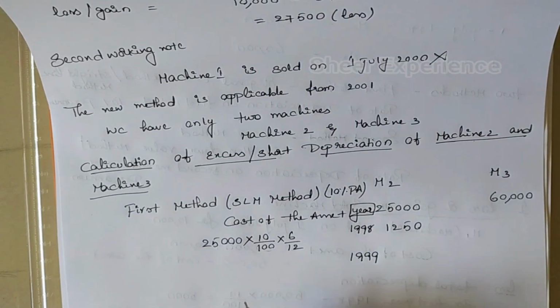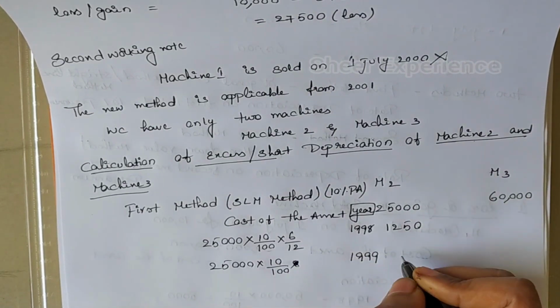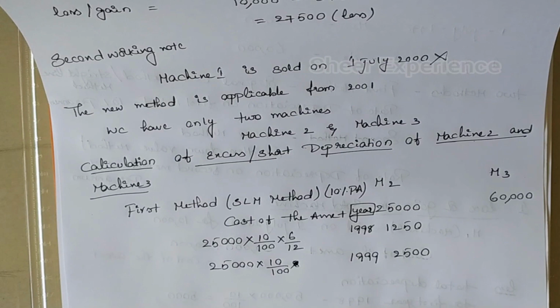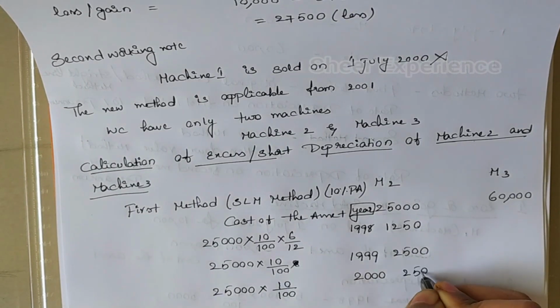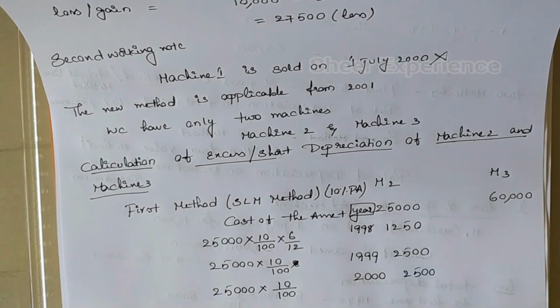Depreciation for the year 1999 is 2,500. Here we are calculating the depreciation for the whole year. Similarly, depreciation for the year 2000 is 2,500.